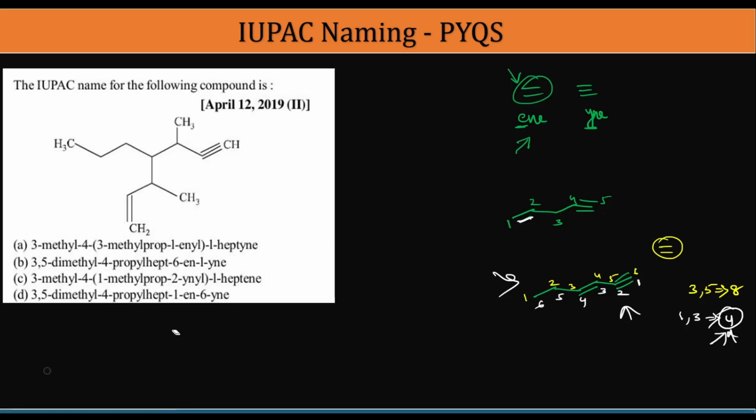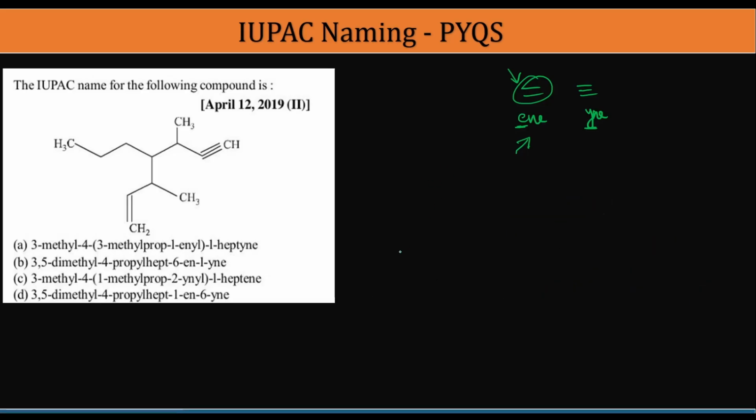So let me erase this. I hope you have understood that point, whatever I just wanted to tell you. Now we can give numbering from here itself, because these are terminal things only. 1, 2, 3. Obviously, we'll go via this chain only, because it is having the alkyne. 5, 6, 7. So this is the longest chain.